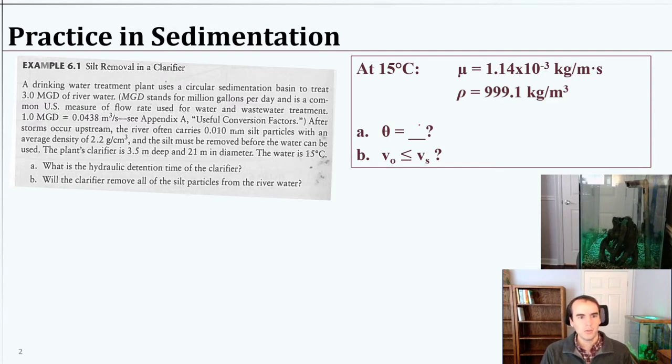For part A, we're seeing what is theta, and for part B, we're comparing that V naught to VS to see will the clarifier remove all the soap particles? And we remember that our condition to say yes or no to that question is the settling velocity of the particle, VS, is that bigger or equal to the design velocity? So does it have the same or steeper slope than the critical settling velocity?